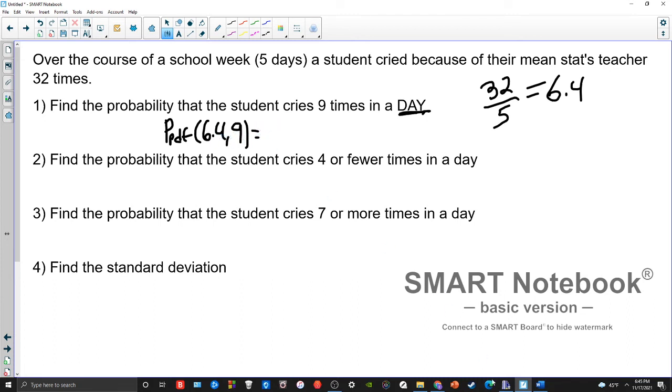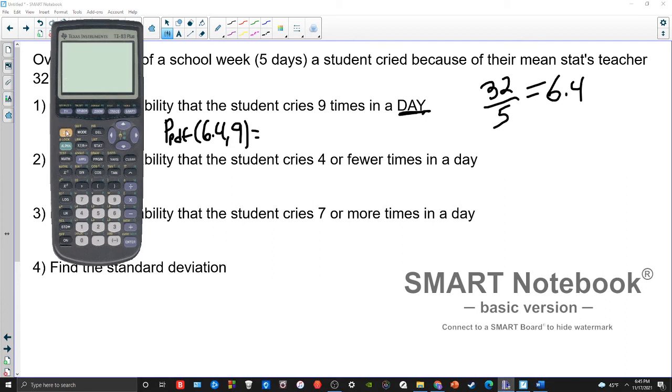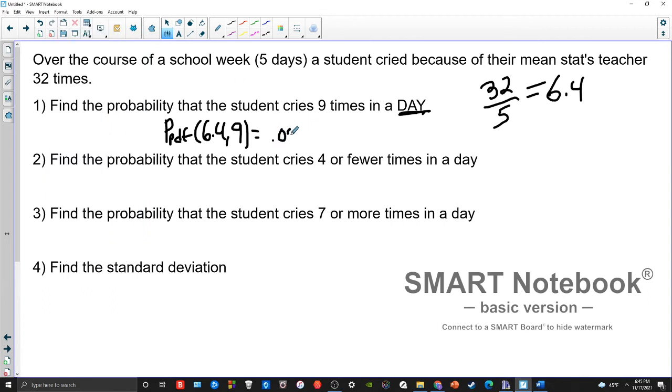So your calculator, you guys all know this by now, hopefully, because this is probably the more basic ones. Second vars, Poisson PDF, 6.4, 9, boom, 0.082. 0.082, or roughly 8.2%. Right? That's decently high, but not that much, right?